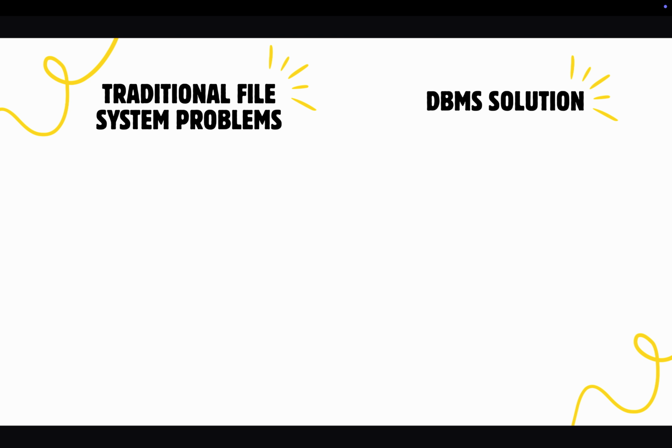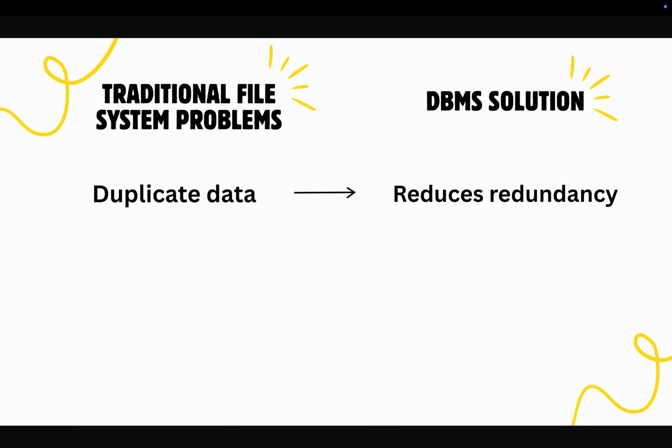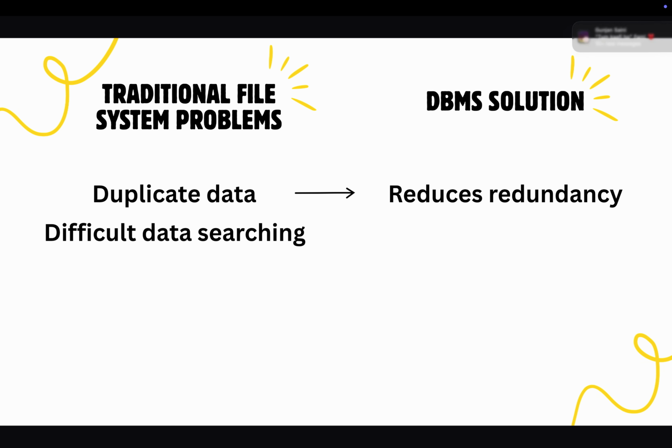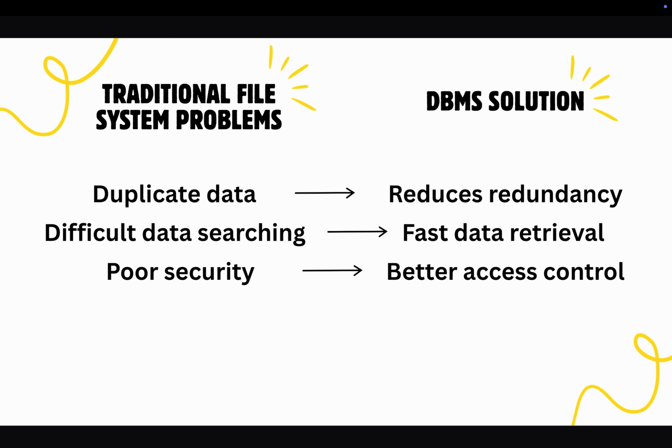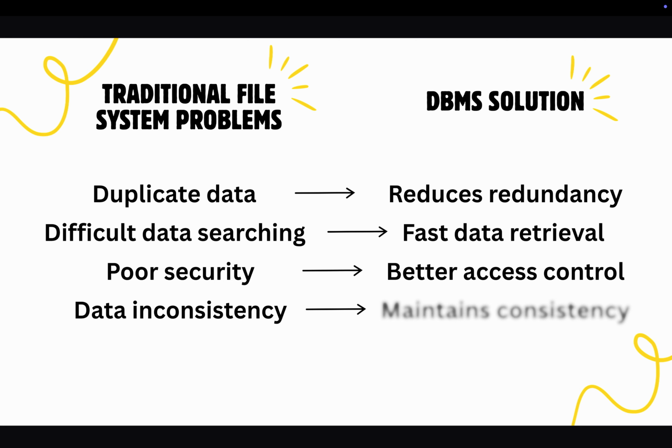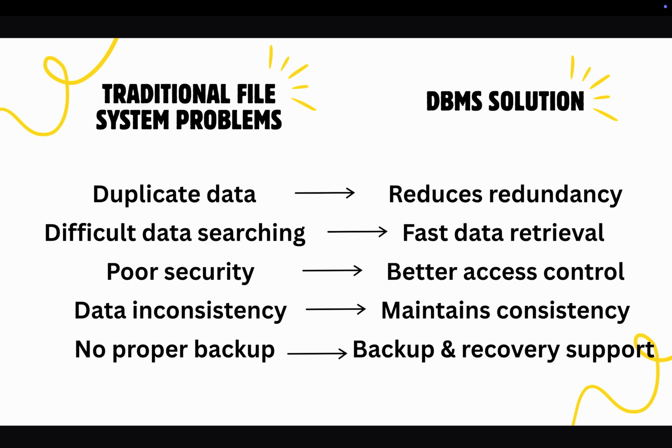Traditional file systems often store duplicate data, whereas DBMS reduces data redundancy efficiently. File systems make searching difficult, but DBMS enables quick data retrieval. Security is weak in file systems, while DBMS provides controlled access and protection. File systems may contain inconsistent information, whereas DBMS maintains accurate and updated data. Backup management is difficult in file systems, but DBMS supports backup and recovery mechanisms.